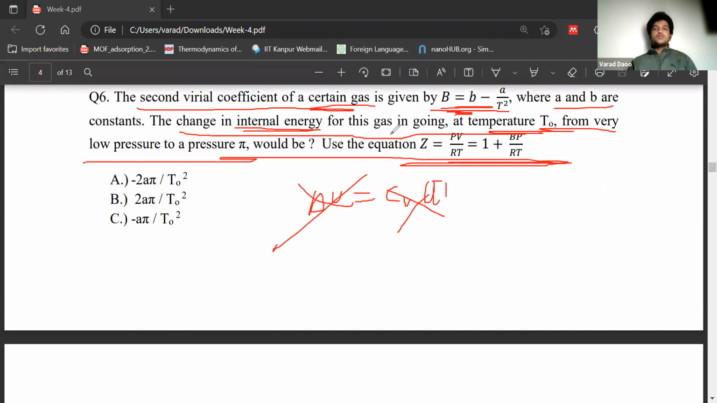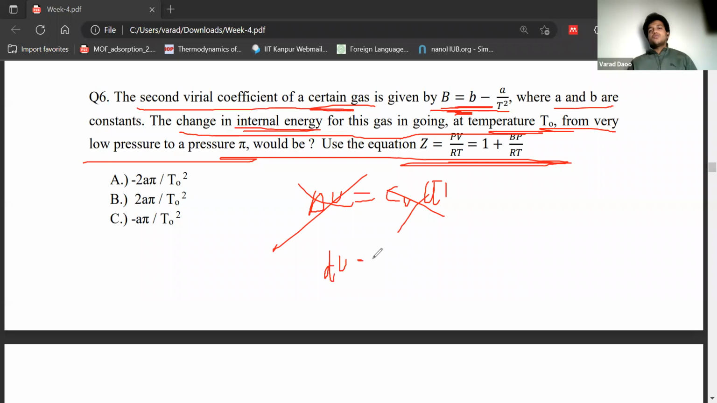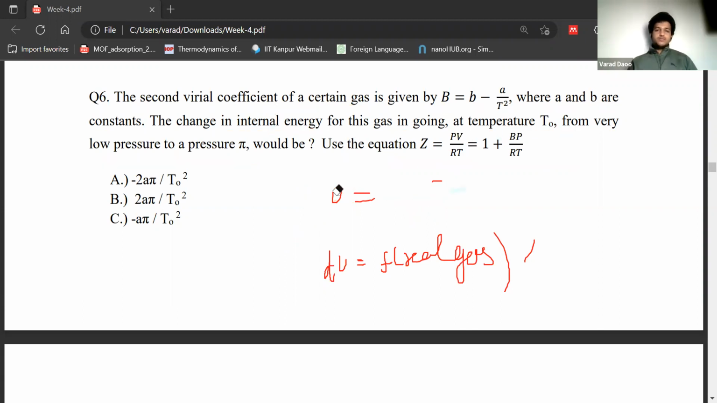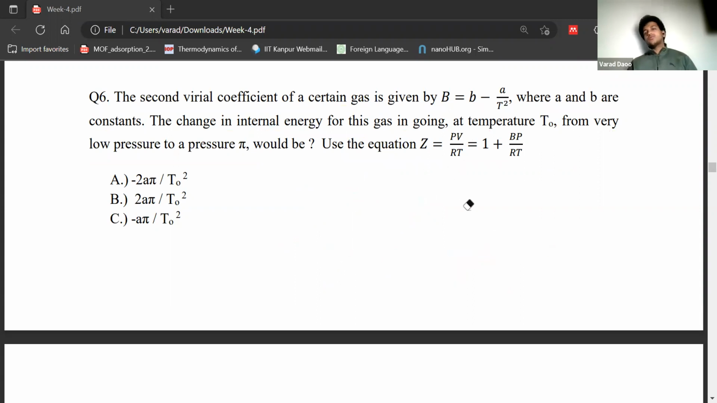So first, you will need to find the expression for dU for a real gas. What is that? And once you put it, then you can use this expression. So with this background, I hope the question is clear to everyone. If the question is not clear, you can unmute yourself and ask. Otherwise, I'll give you a couple of minutes to solve it.